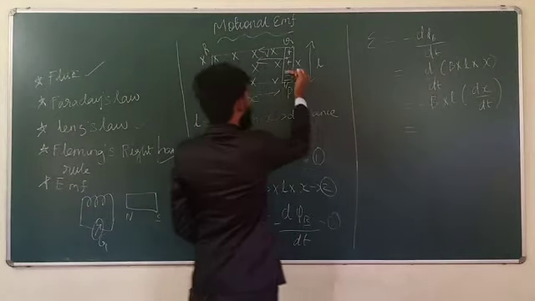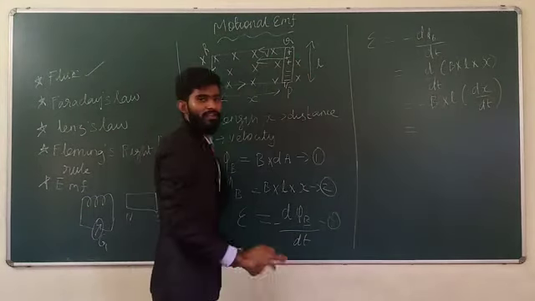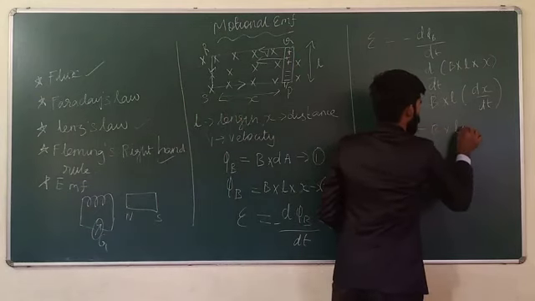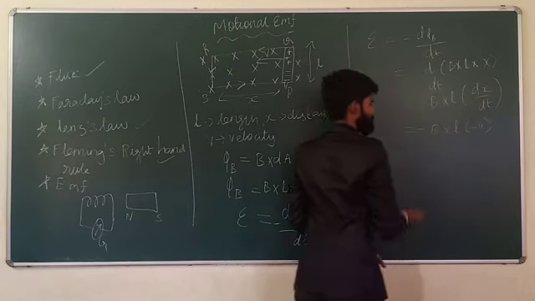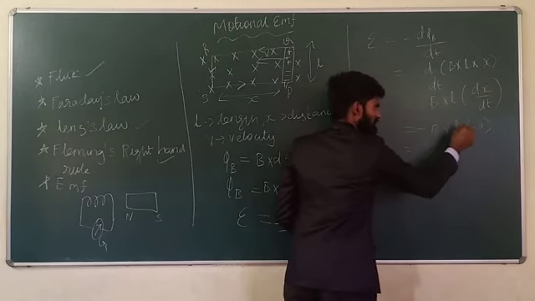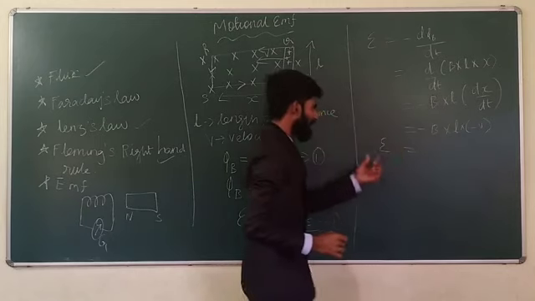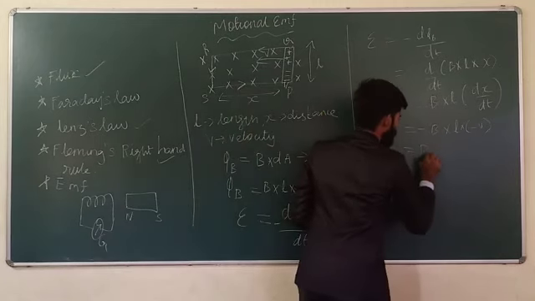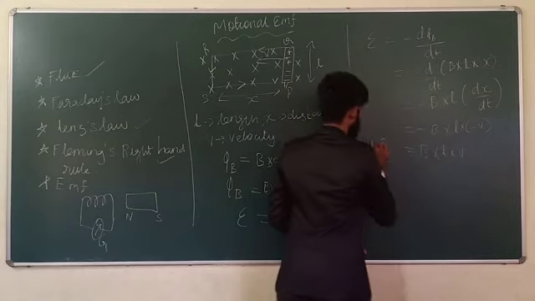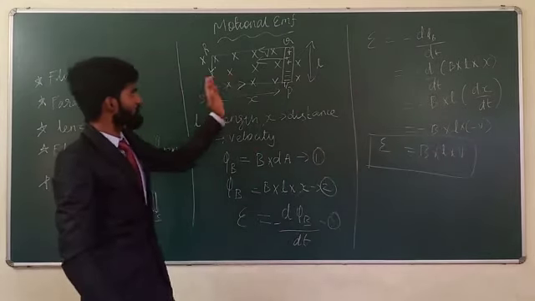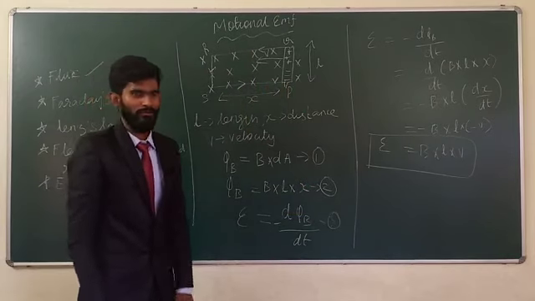Here, the direction of velocity is opposite to the direction of the magnetic field, so we will write it as minus v. So the final equation will have minus and minus in the same equation, which makes it plus. So you will get the EMF as B into L into v. This is the EMF which is produced in the rectangular coil.